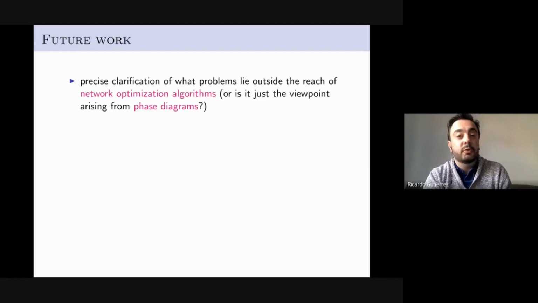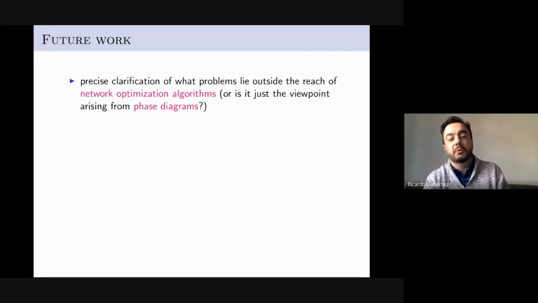So, for some ideas for future work, I would like to, precisely about this thing I was mentioning about graph theoretical algorithms to find shortest paths, have a precise clarification of what problems lie outside the reach of network optimization algorithms that we can do. As far as we know, as I said, there are some problems that we study that are not at all easy to find with those other methods, but the literature is huge. And it spans from theoretical computer science to applied mathematics, statistical physics. Many people study specifically transportation networks, for example.